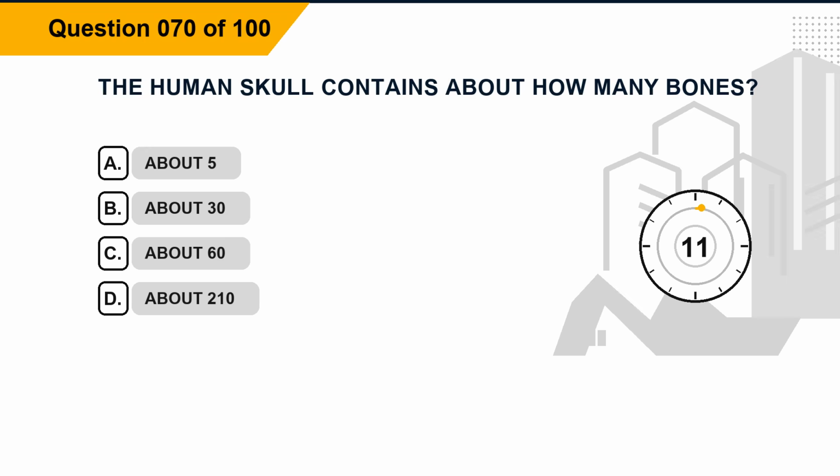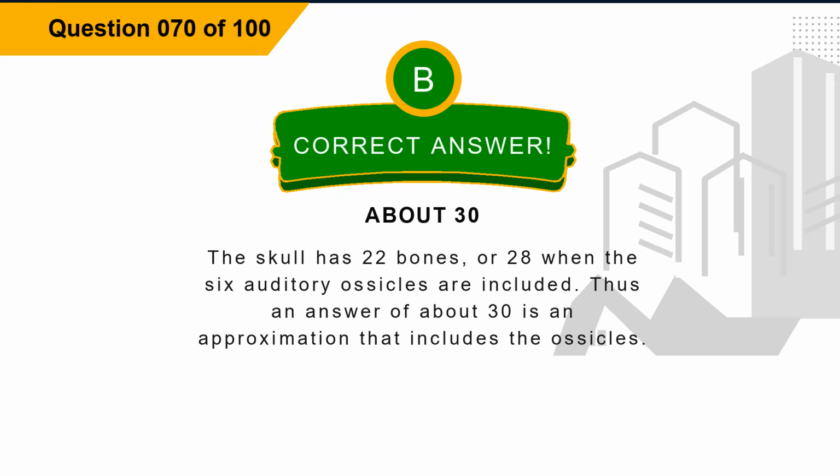Question 70. The human skull contains about how many bones? Option A, about 5. Option B, about 30. Option C, about 60. Option D, about 210. The correct answer is option B, about 30. Explanation. The skull has 22 bones, or 28 when the 6 auditory ossicles are included. Thus an answer of about 30 is an approximation that includes the ossicles.